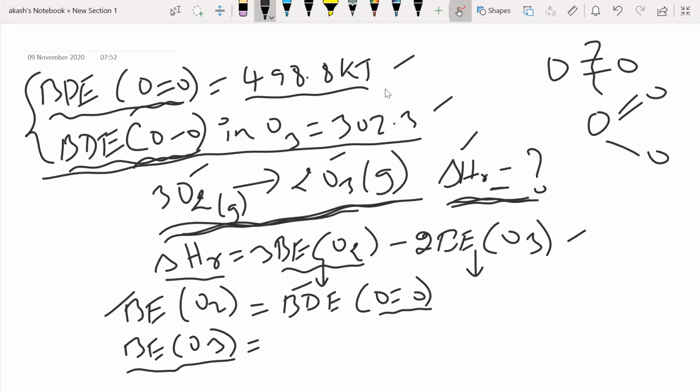Sir, bond dissociation energy, O triple bond O. O triple bond? Do I have this anywhere in this ozone? Look at this molecule, look at the structure and tell me properly. Oh, okay, sir. I did not see that.